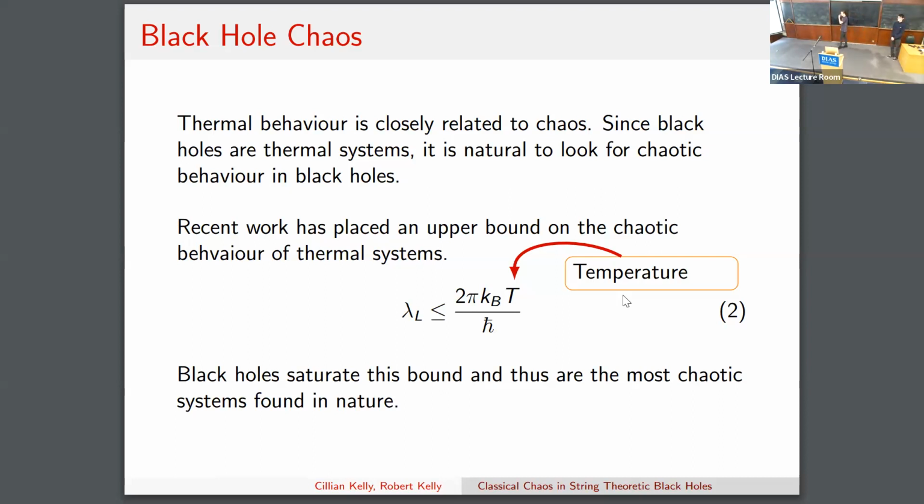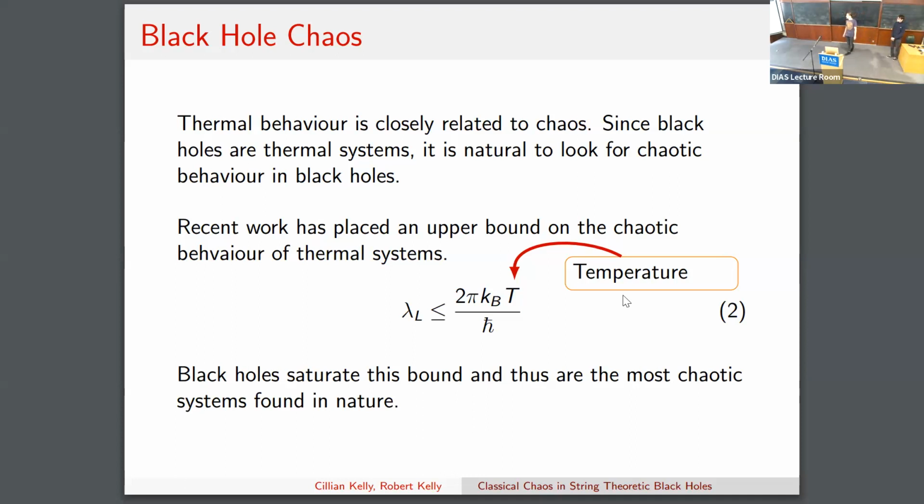And as we know, black holes are thermal systems, so it's natural to ask if black holes exhibit chaotic behavior. And it turns out that they do. So there's been recent work done in quantum information theory, which has led to a paper by Douglas Stanford, Stephen Shenker, and Juan Maldacena. And in this paper, they conjecture an upper bound on how chaotic a system in nature can be. So this is the bound they propose.